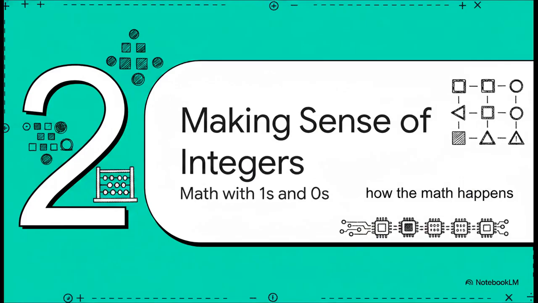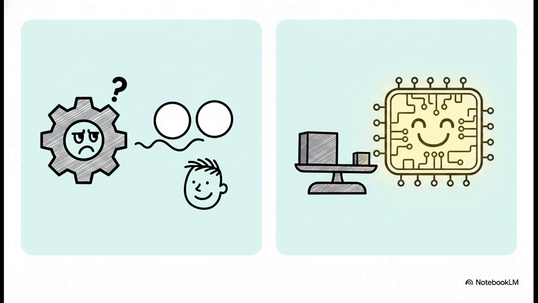Moving right along to section 2, making sense of integers, or how we represent complex math with only ones and zeros. So we run into a pretty big roadblock almost instantly with computer math. We only have binary digits, zeros and ones. We don't have a magical minus sign symbol hardwired into the system. So how on earth do we represent negative numbers?